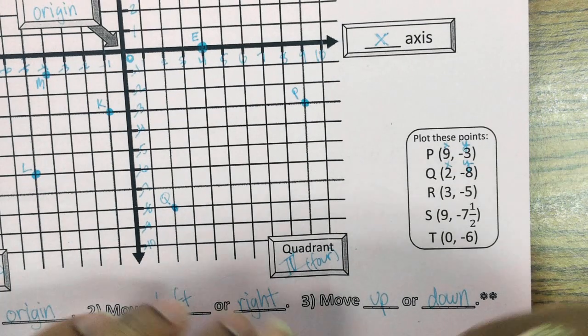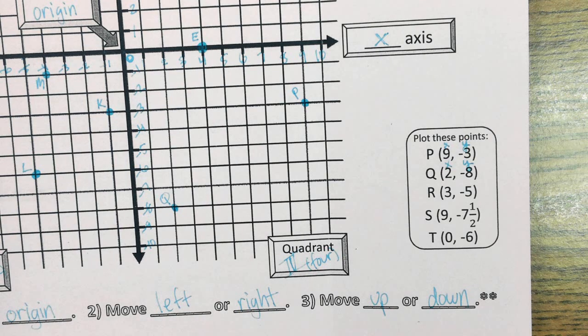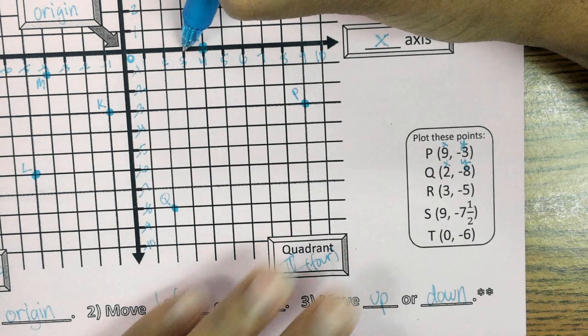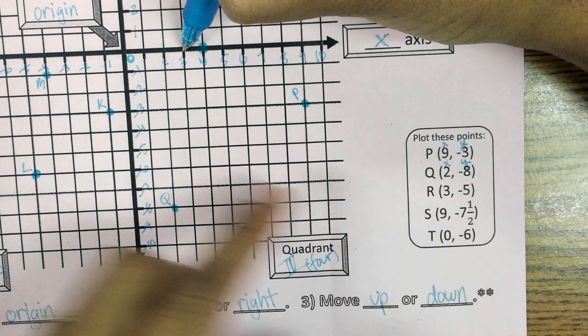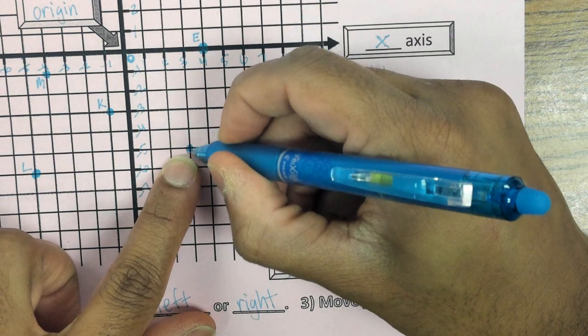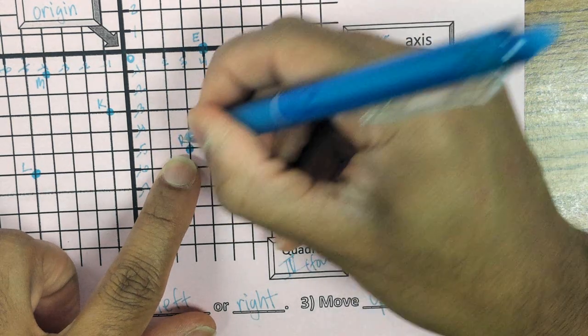Try letter R. Okay, I want you to try it by yourself. Take a few seconds, and then we'll review. Try point R, 3, negative 5. Remember, start at the origin, we move left or right, then we move up or down. Okay, not too bad. If my x coordinate is 3, we move to the right to positive 3. And then my y coordinate was negative 5, so we move down to negative 5. And then meet right here at 3, negative 5. That's point R.